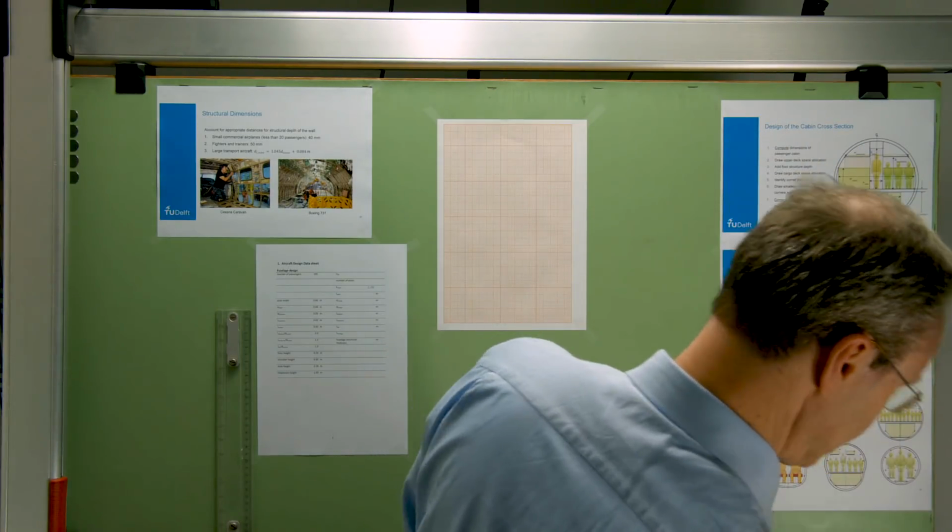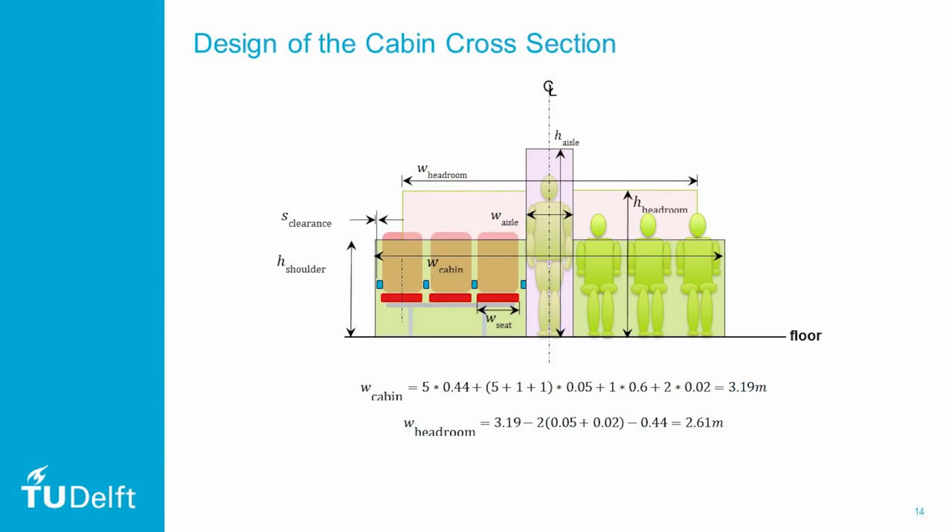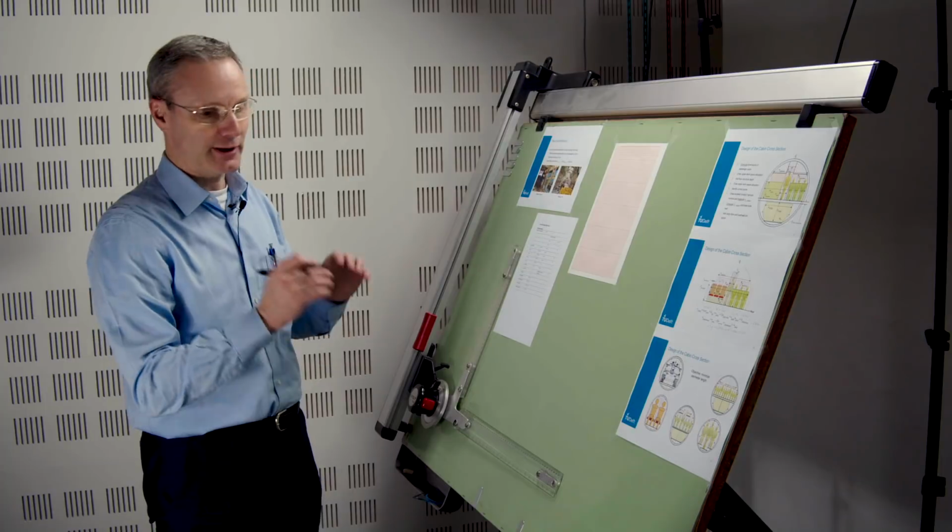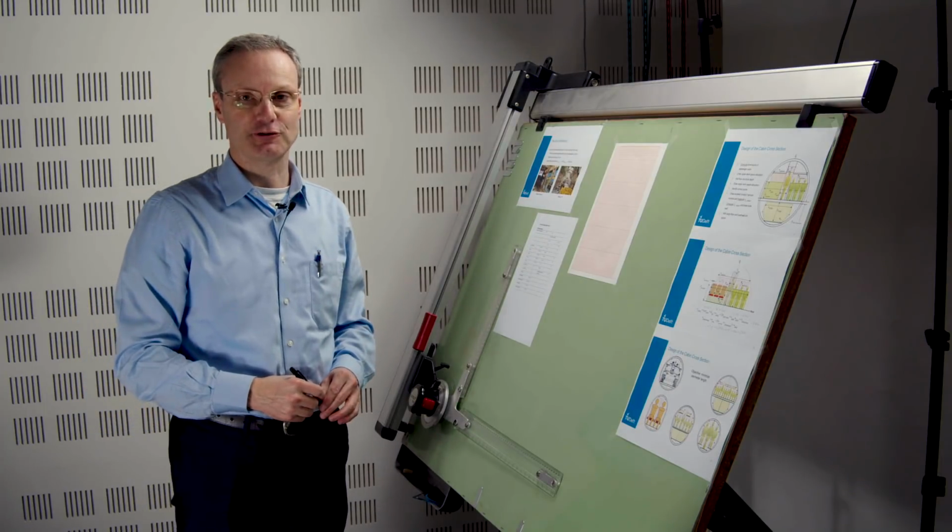Make the calculation again. So what we will see is that we have 3.19 minus 2 times open bracket 0.05 plus 0.02 close bracket minus 0.44. That's 2.61 meters. So we have some principal dimensions. Okay, that means that we can now start our drawing.